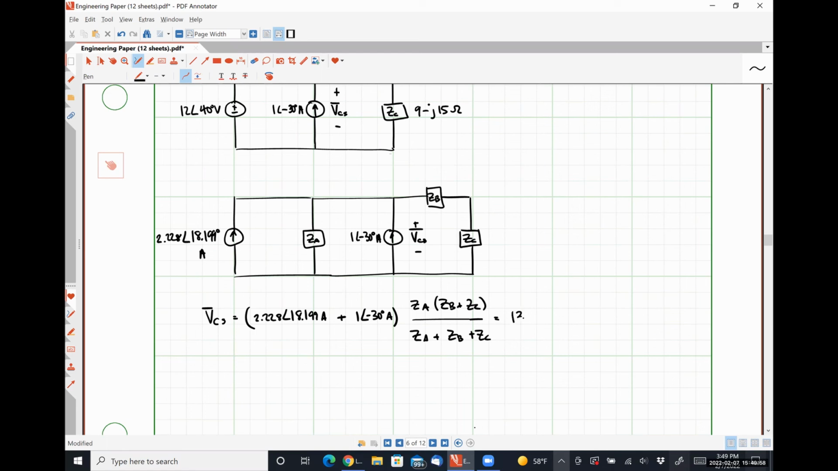I get 13.951 angle 16.198 degrees. Which, if I'm not mistaken, is the exact same thing we got using that entirely different analysis method.